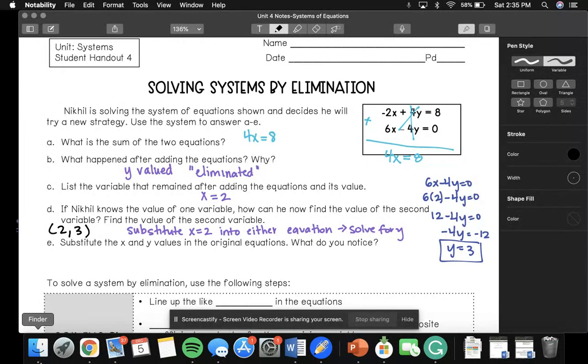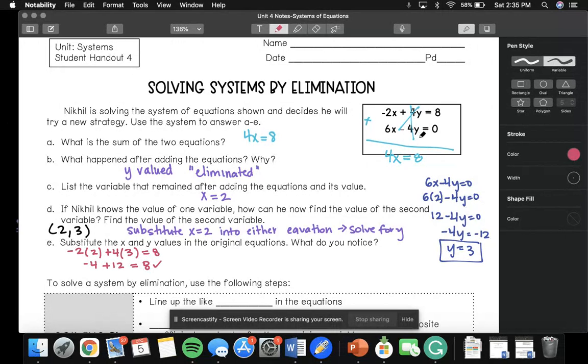Finally, it asks to substitute the x and y values into the original equations. So we will go ahead and do that. In the top one, we have negative 2x plus 4y equals 8. So negative 2 times my x coordinate, which is 2, plus 4y, 4 times 3, equals 8. Negative 2 times 2 is negative 4. 4 times 3 is 12. And negative 4 plus 12 equals 8. So that creates a true statement.